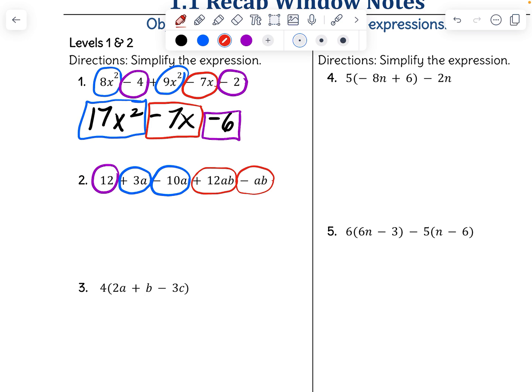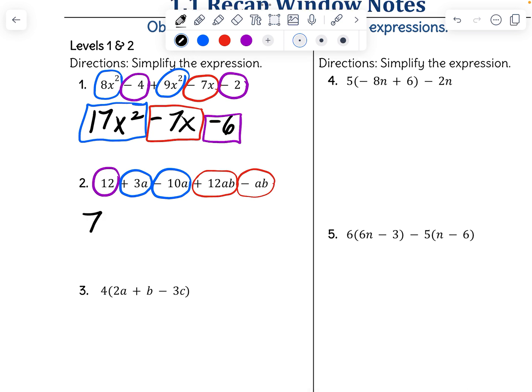So let's start with our variables. I'm going to combine positive 3a and negative 10a. I do that by combining the coefficients, so the positive 3 and the negative 10. One is a positive, one is a negative. So I just know that I have to subtract and keep the sign of the larger number. So I'm going to take 10 minus 3. I get 7. I'm going to keep the sign of the larger number, and I have negative 7a. Next, I'm going to combine my positive 12ab and, remember, if you don't see a number, there's a 1, my negative 1ab. And I do that by combining the coefficients of 12 and negative 1. And I get positive 11ab.